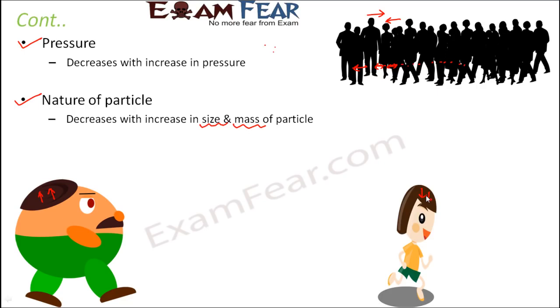Therefore, we say that if the particle is very large, it has a very high mass or a very large size, the rate of diffusion will decrease. So the rate of diffusion has a lot to do with the mobility of the particles, and the mobility of the particles increases with increase in temperature, decreases with increase in pressure, and decreases with increase in size and mass of the particle. So these were some of the important factors which affect the rate of diffusion.